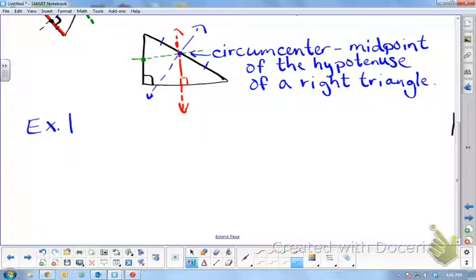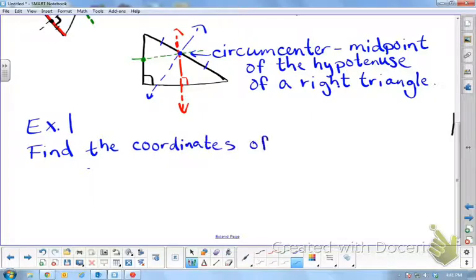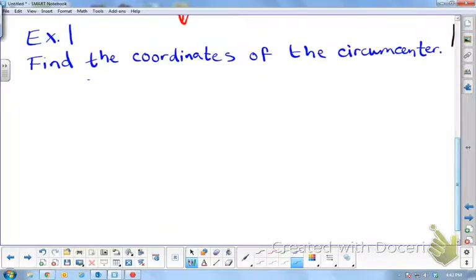So what I'm going to ask you to do with this circumcenter, only when it's a right triangle, is I'm going to have you actually find the coordinates. We're going to put our triangle on a coordinate plane. So find the coordinates of the circumcenter. Now we can find the coordinates of the circumcenter for any triangle, but it's a lot more difficult if it's not a right triangle. So if we're going to find the coordinates, we need a coordinate plane.